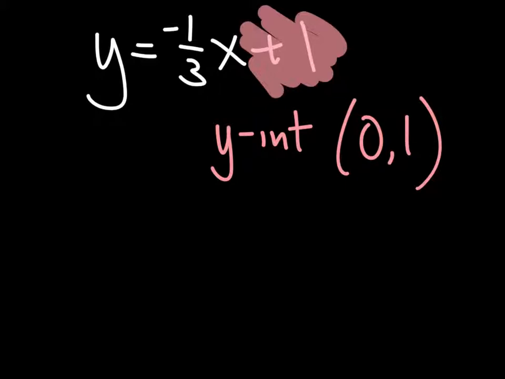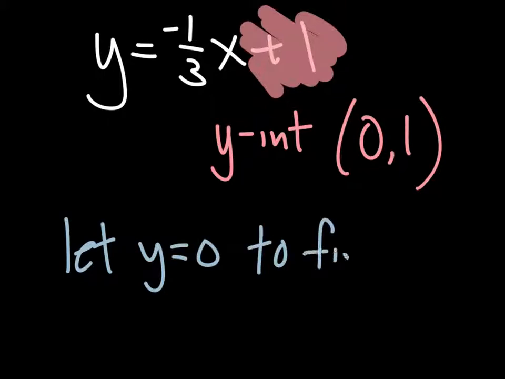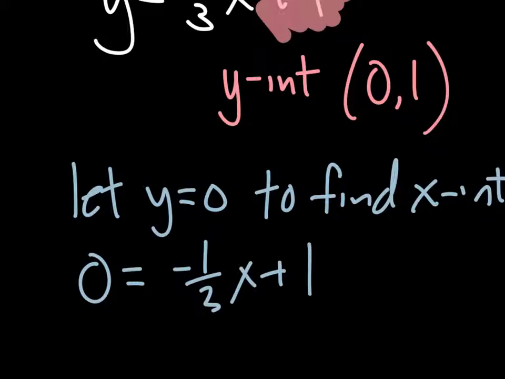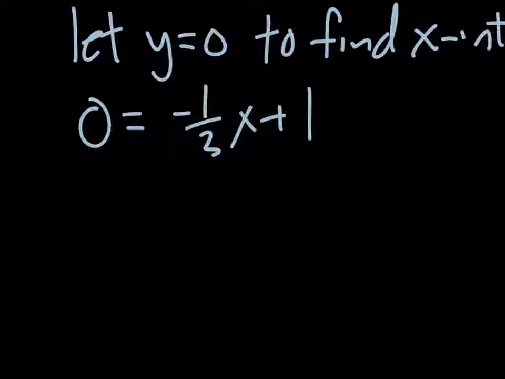So what we can do here is we can let y equal 0. And what that looks like is we'll have 0 equals negative 1/3 x plus 1. And this is an equation that we can solve. So we're going to subtract 1.